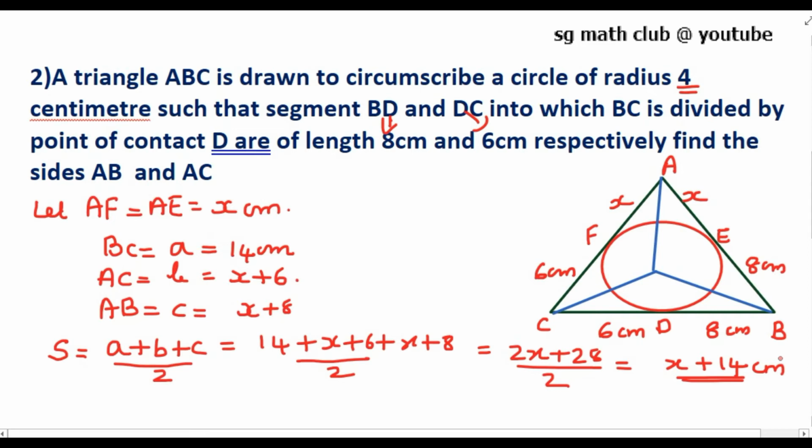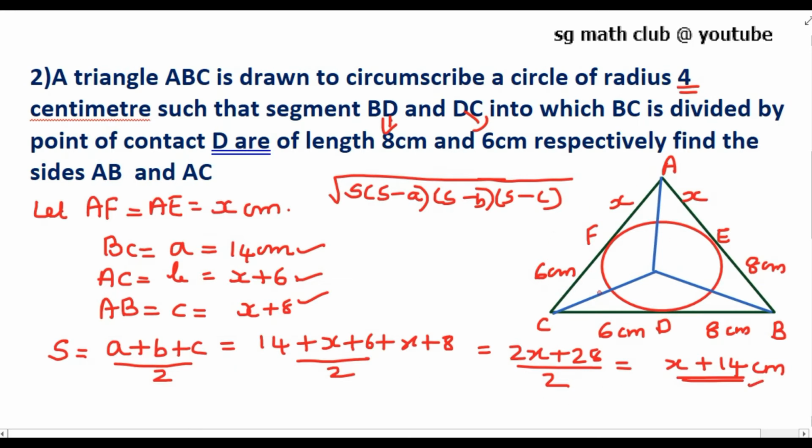Now how am I going to find the lengths of the sides AC and AB? I am going to first find the area of this big triangle ABC by Heron's formula. Heron's formula, we know, is nothing but root of s into s minus a into s minus b into s minus c, where a, b, c are the sides of the triangle. We already have the sides of the triangle, and s is called the semi-perimeter. Semi-perimeter means the sum of all the three sides divided by 2. That also we got. So I am going to find the area of this big triangle ABC.